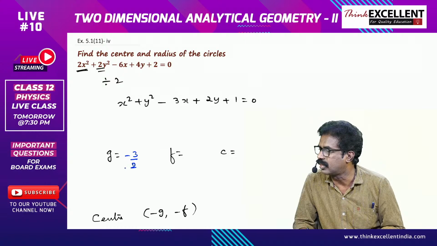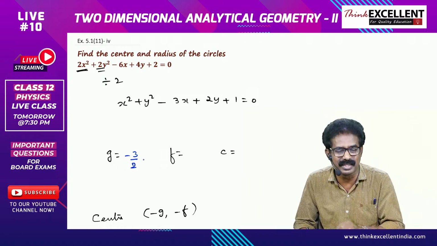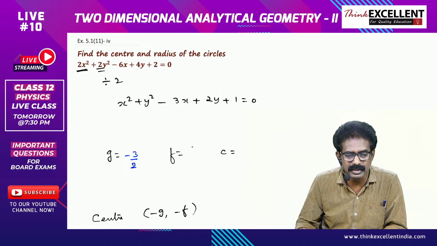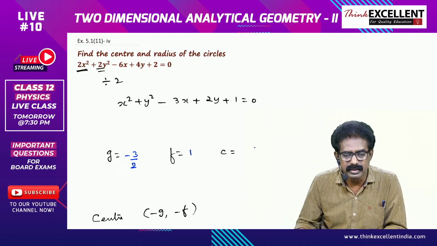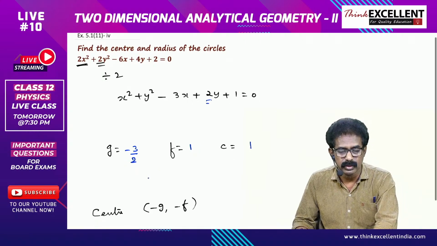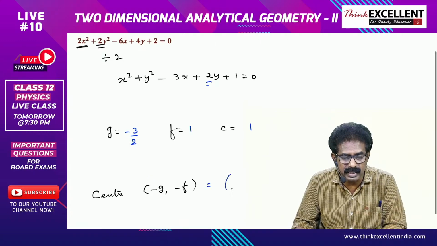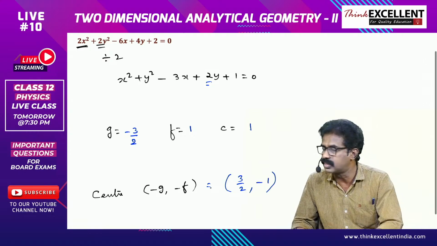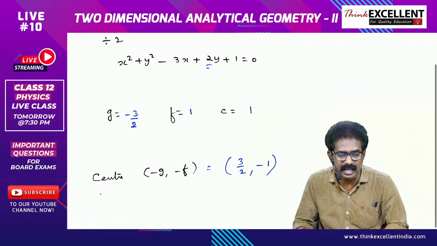Ovia got correct. Saran got correct. Okay, only few students. Other students, you missed the 2. Be very careful, right? So G value minus 3 by 2, F value 1, C value 1. F is half of y coefficient, okay? So center is minus G, minus F: minus G is 3 by 2, minus F is minus 1. Now you find radius, find that correctly quickly.